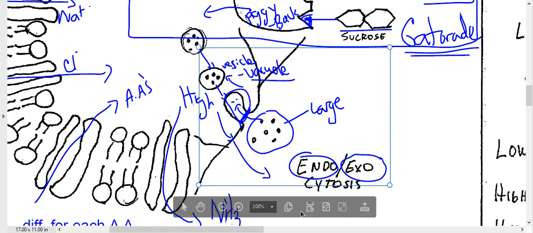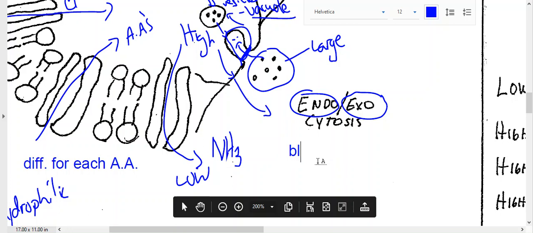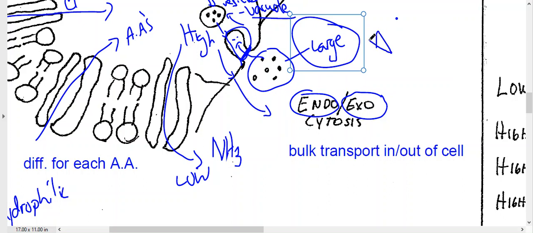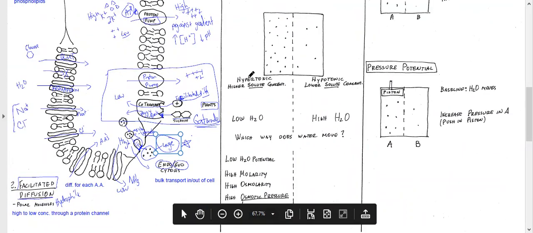So I'm going to go ahead and write that here. Let's say that this is for bulk transport in and out of cell, of large molecules. That's the key thing.